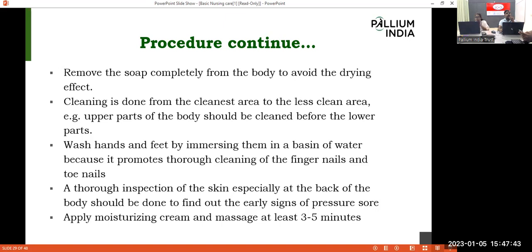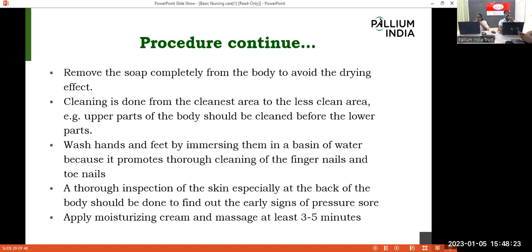Then we need to do a thorough inspection of the skin, especially the back of the body, because the patient is continuously in the supine position, so we need to assess that area. We continuously need to assess pressure-prone areas for any signs of pressure sore, any skin peeling, or any other chance of skin breakdown while doing this care. Then apply moisturizing cream and give a back massage.